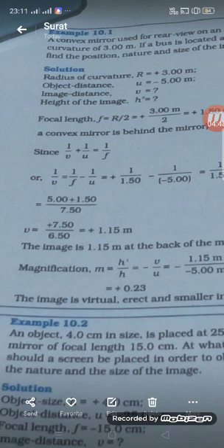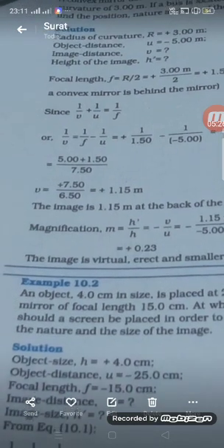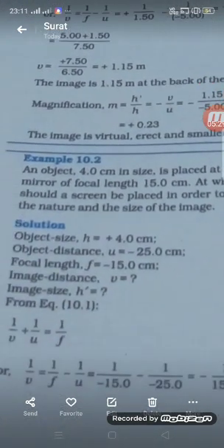Okay, then next what we have to find out? Magnification M. M is equal to h dash upon h according to the formula, or instead we can use minus v upon u, because u is negative. That equals 1.15 upon minus 5.0. Simplify it, you will get 0.23. So the image is virtual, erect and smaller in size by a factor of 0.23. Next one, example 10.2.